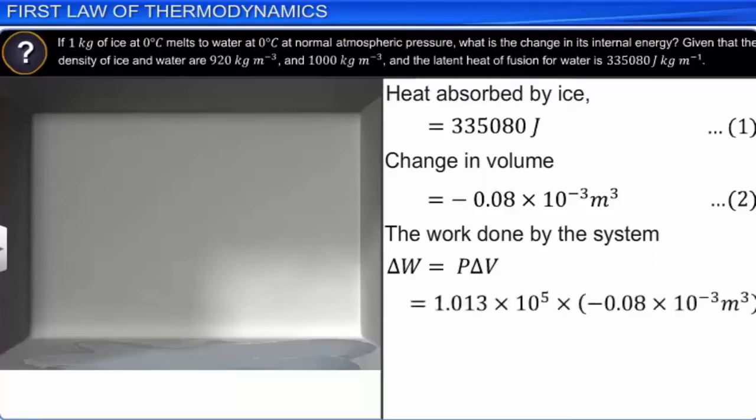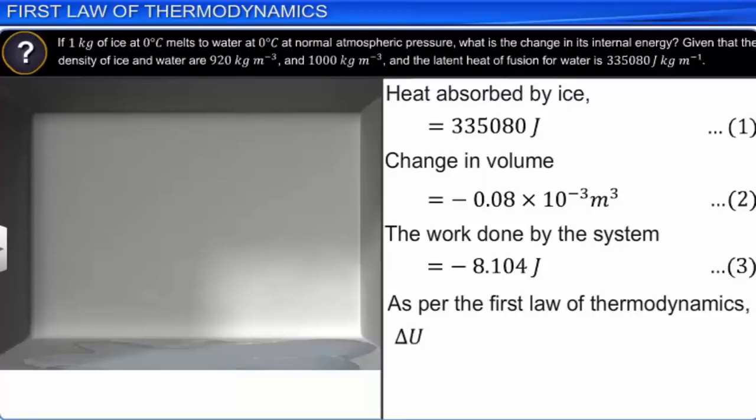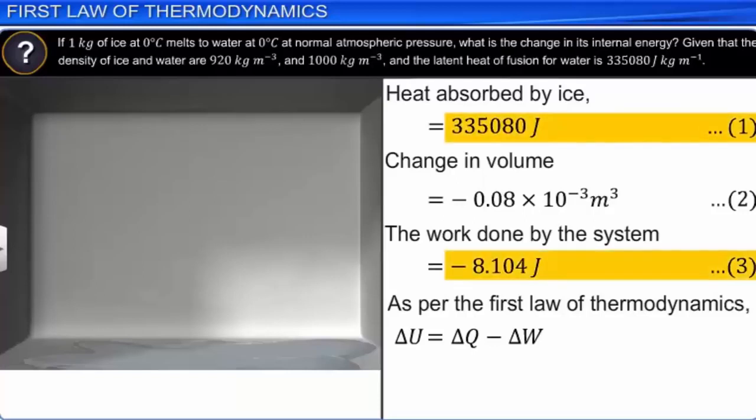Now we can apply the first law of thermodynamics to find the change in the internal energy of the ice. As per the first law of thermodynamics, delta U is equal to delta Q minus delta W. Substituting the values of delta Q and delta W from equations 1 and 3 and simplifying, we have the change in internal energy delta U is equal to 335,088.1 joules.